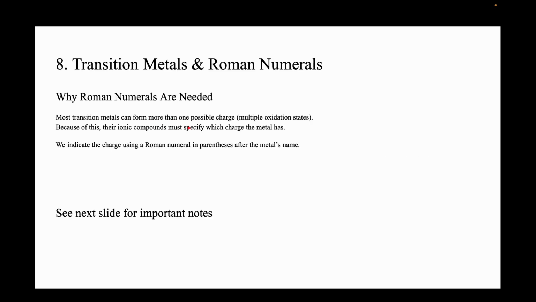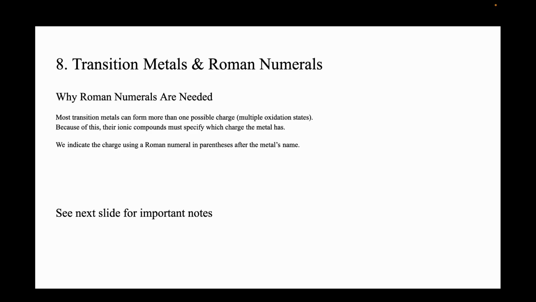So, yeah. Now we have transition metals in Roman numerals. And let's first understand why Roman numerals are needed. So most of these transition metals can form more than one possible charge. They have multiple oxidation states. So just know that multiple oxidation states just means that they can form more than one possible charge. You will probably see either of these phrasings on the test.